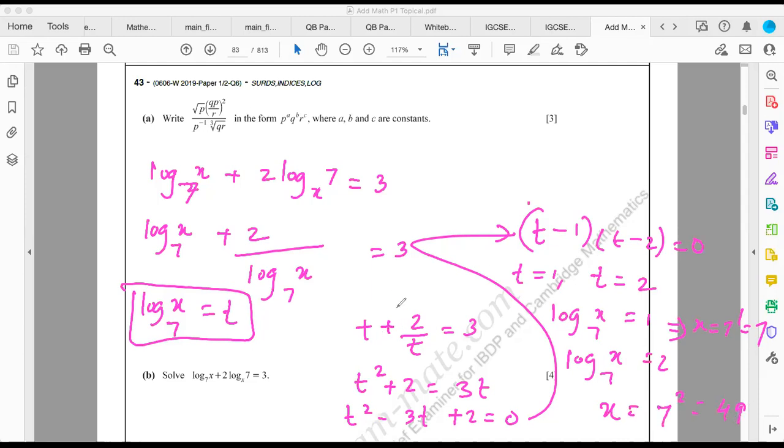So this is one of the important type of question. This has been assessed several times in the exam. So I strongly recommend you to remember this method.